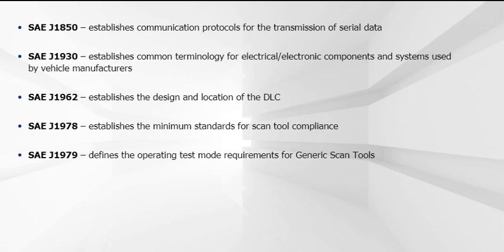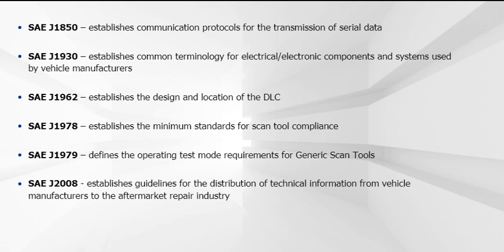SAE Document J2008, titled Recommended Organization of Vehicle Service Information for Interchange, subject Service Information Availability. The standard establishes guidelines for the distribution of technical information from vehicle manufacturers to the aftermarket repair industry. The EPA requires all 1994 and later emissions-related information, including reprogramming events for passenger cars and light trucks, to be available to the aftermarket and sold at the same price offered to factory dealerships. Any non-emissions-related information made available to the aftermarket must be sold at a fair and reasonable price.